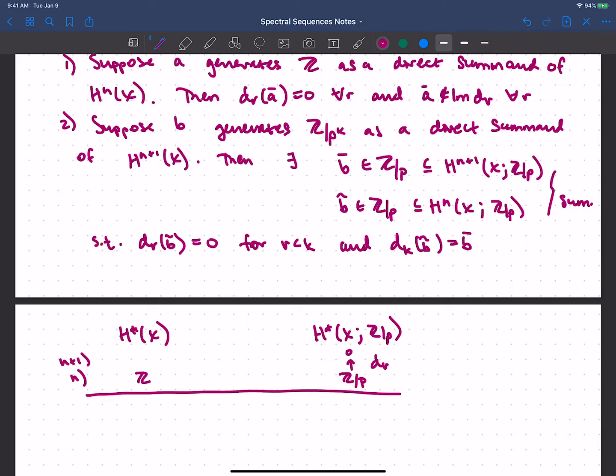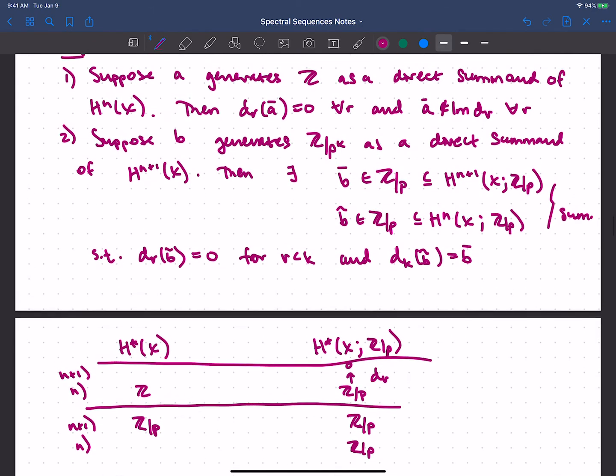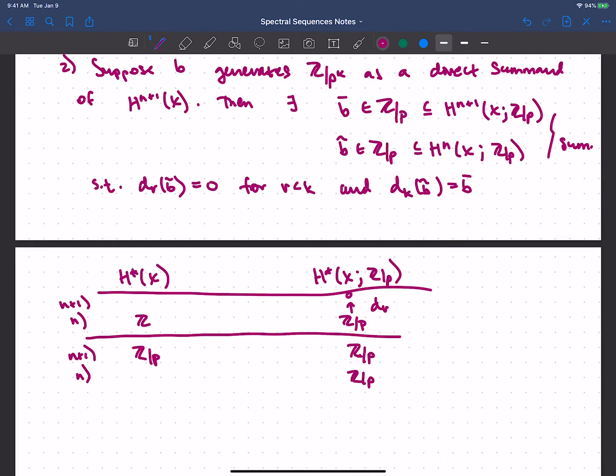Now, if I look at having a copy of, say, Z mod p, well, what this is telling me is I should have a Z mod p and another Z mod p that's coming from the universal coefficient theorem. Oops, and I'm going to need more space. And they're connected by a d_1 differential. So that's what I'm trying to say here with this b tilde, b bar stuff.